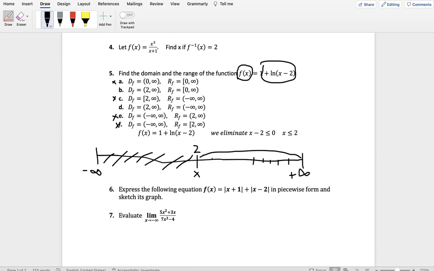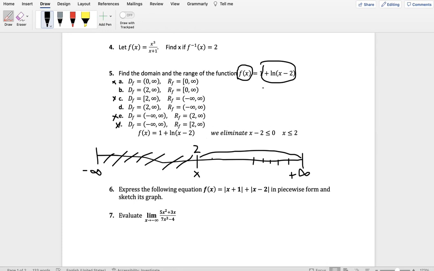So the lowest possible value that this could have can be anything from negative infinity to positive infinity. Why? Because remember, since you're looking at R here, this is the set of numbers R, right?